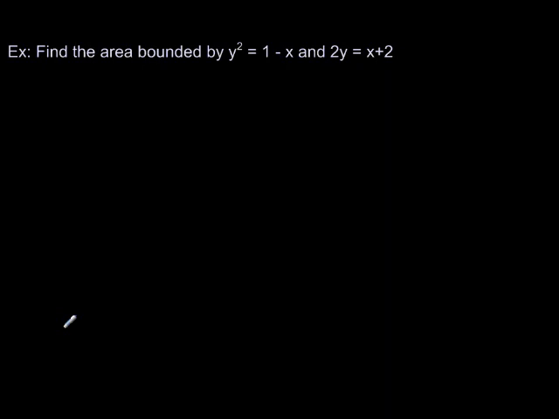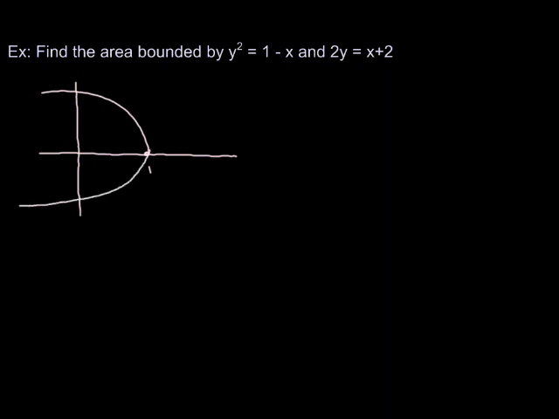Okay, so again, just like we did in the previous problems, we're going to go ahead and sketch a picture of our graph. So for y squared equals 1 minus x, that's a sideways parabola with a vertex at x equal to 1. And then for 2y equals x plus 2, that's just the equation of the line y equals 1/2 x plus 1. So we'll have something that looks like this. Okay, and here is the bounded area.